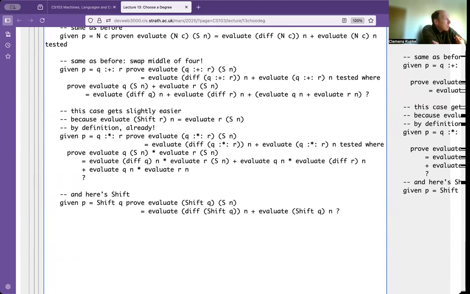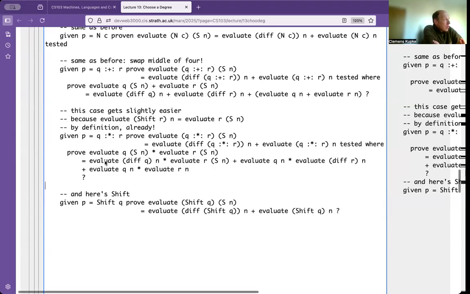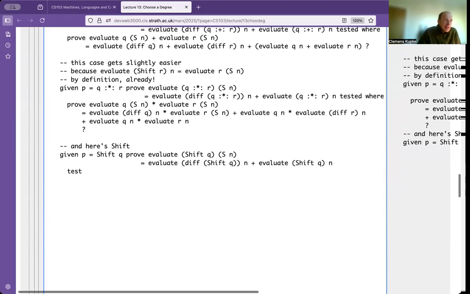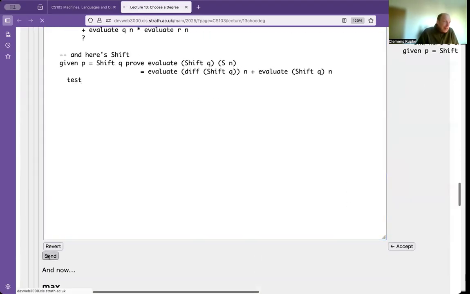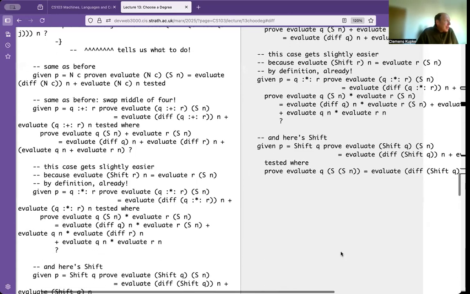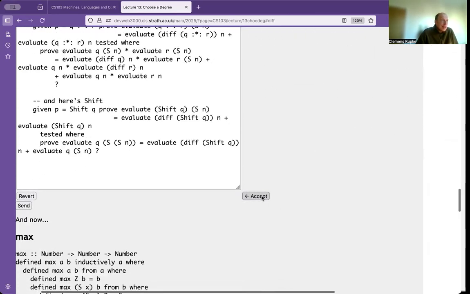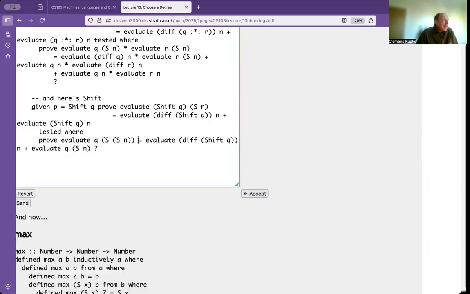Okay, so here we are. Here's our goal to figure out. We're trying to figure out what diff of shift q is. And whatever it is, it's got to make this equation true. Okay? But we can see at least some things here will compute. So let's line that up. And I'm going to hit accept and hope for the best. Okay.